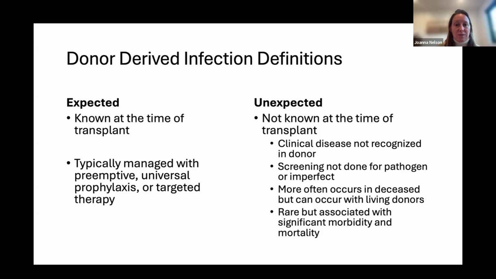On the other hand, we have unexpected donor-derived infections, and these are those that are not known at the time of transplant. And this might be because clinical disease is not recognized in the donor. Screening is either not done for their particular pathogen, or many of our screening tests are imperfect, so may have missed the diagnosis of this infection. Unexpected infections more often occur in deceased donors, but can also occur with living donors. And overall, these infections are rare, but really important to recognize because they're associated with significant morbidity and mortality in recipients. Next slide, Brennan.